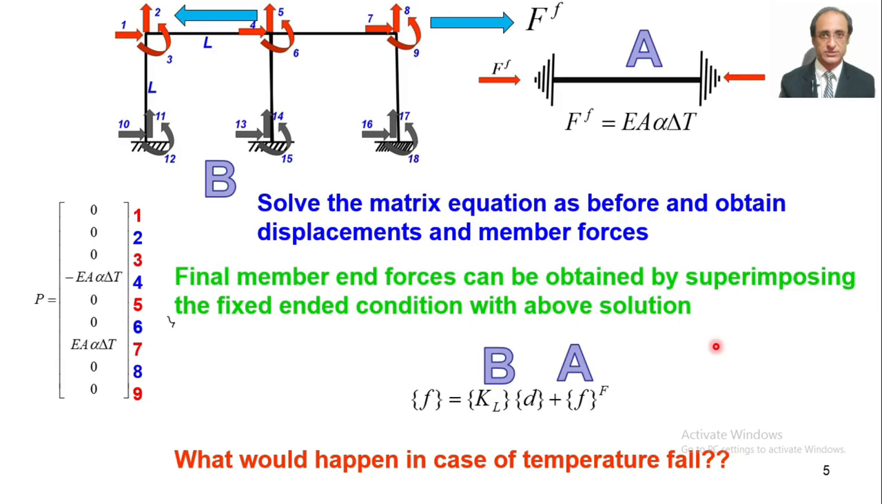Now what will happen, suppose the temperature had fallen? Here we are assuming delta T to be positive, so the temperature has risen, but in case the opposite happens, the only effect is that the direction of the fixed-ended forces will be opposite to what is shown here, and the same logic will apply to the equivalent joint loads. So here in the load vector, this term would be positive and this term would be negative.